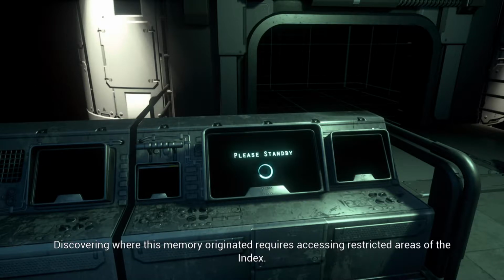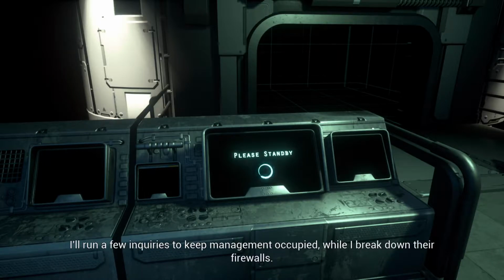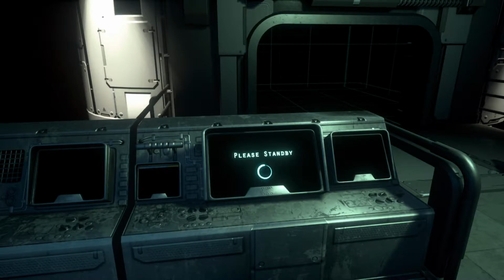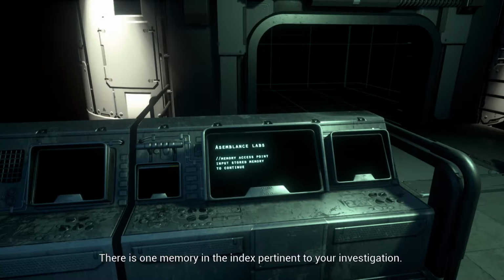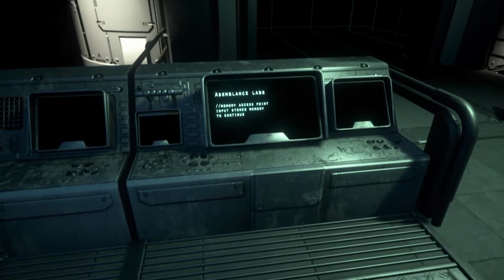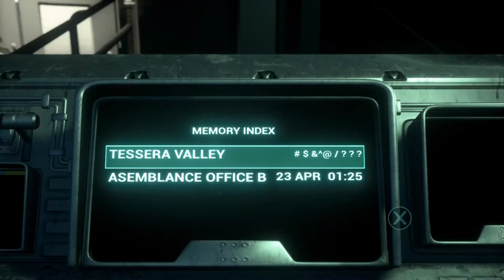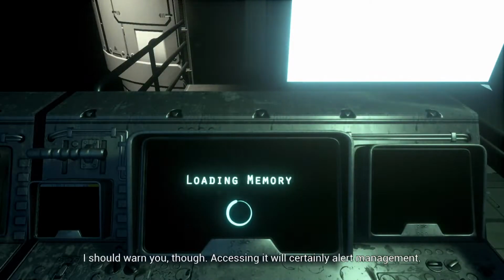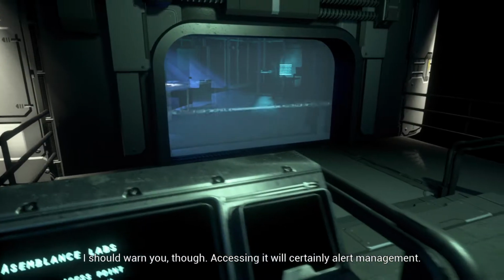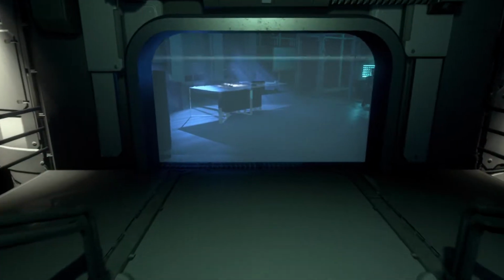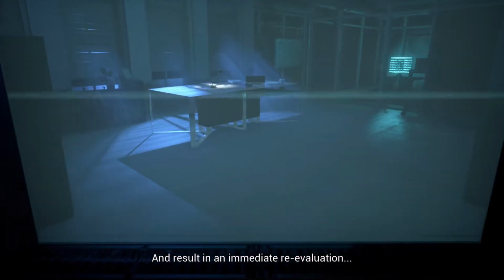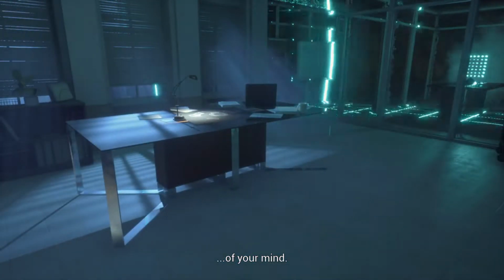Discovering where this memory originated requires accessing restricted areas of the index. I'll run a few queries to keep management occupied while I break down their firewalls. There is one memory in the index pertinent to your investigation. I should warn you though, accessing it will certainly alert management and result in an immediate re-evaluation of your mind.